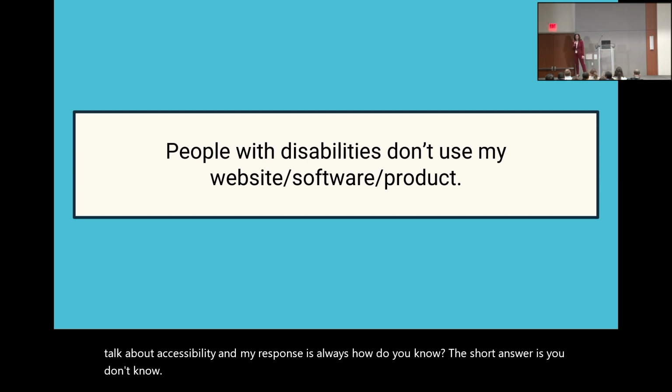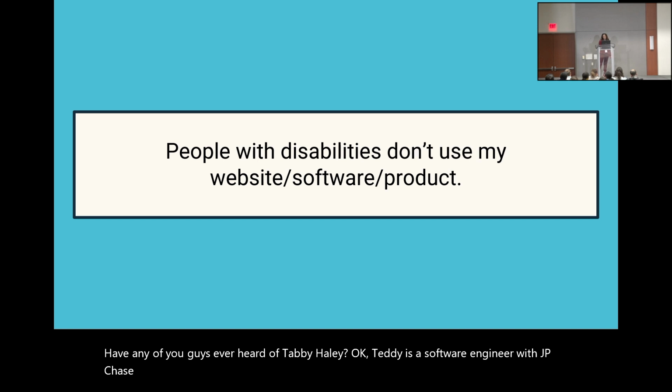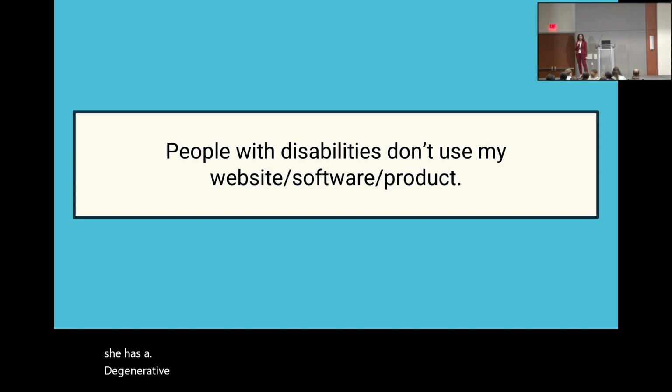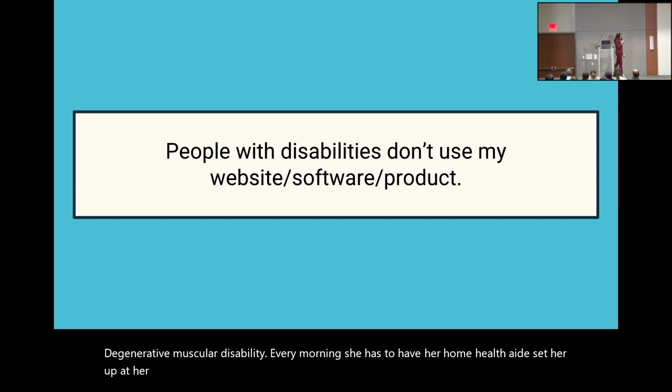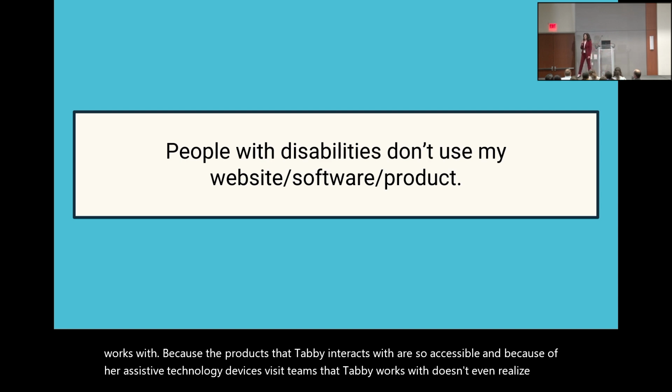Have any of you guys ever heard of Tabby Haley? Okay, Tabby is a software engineer with JP Chase Morgan. She also just happens to be a senior vice president at JP Chase Morgan. But she has a degenerative muscular disability. Every morning, she has to have her home health aide set her up at her desk, including placing her hand on her mouse. And most of the teams that she works with, because the products that Tabby interacts with are so accessible, and because of her assistive technology devices, most of the teams that Tabby works with don't even realize that she has a disability.